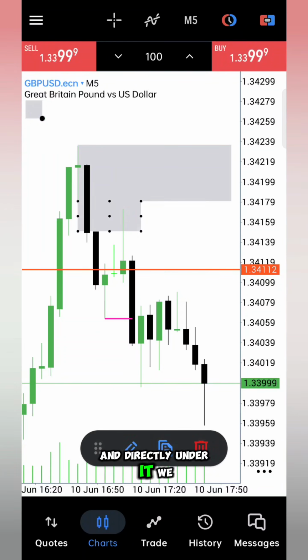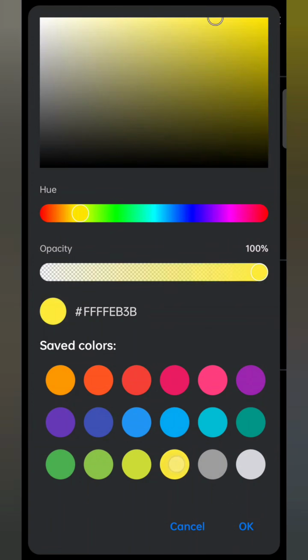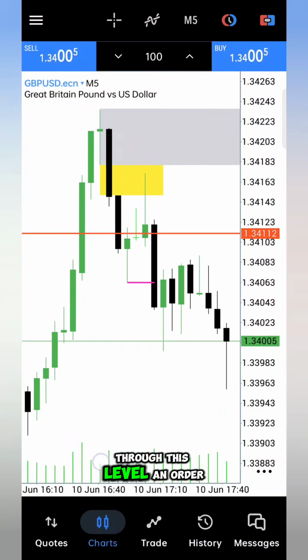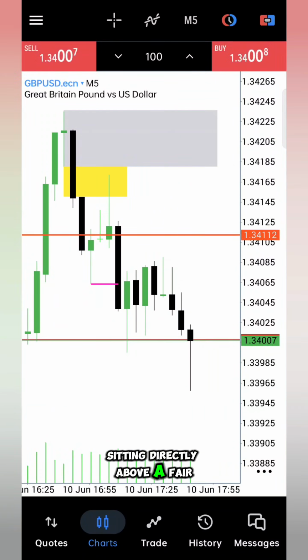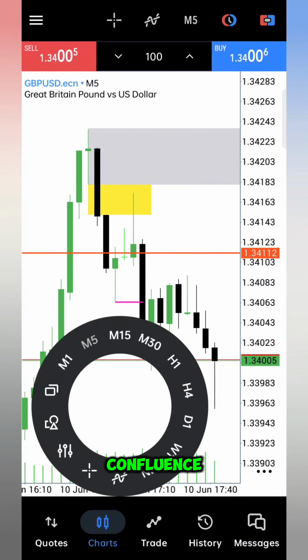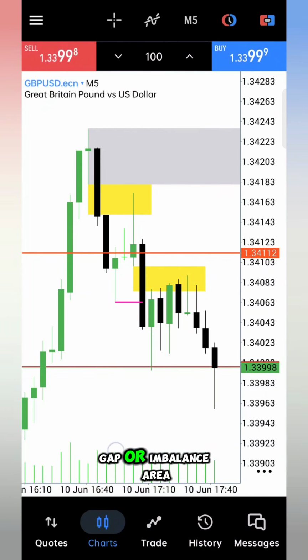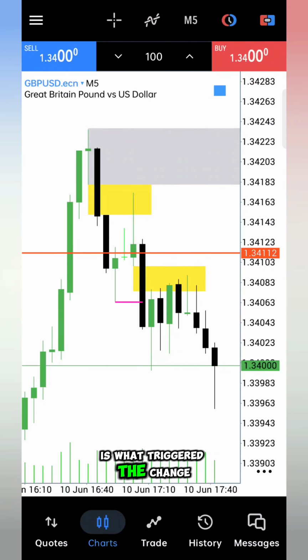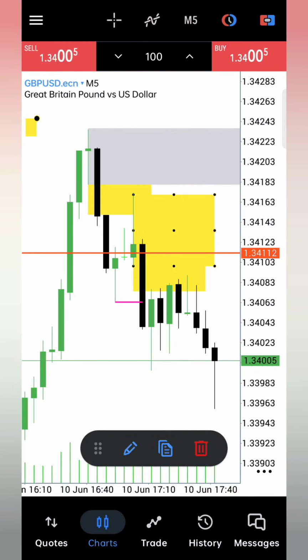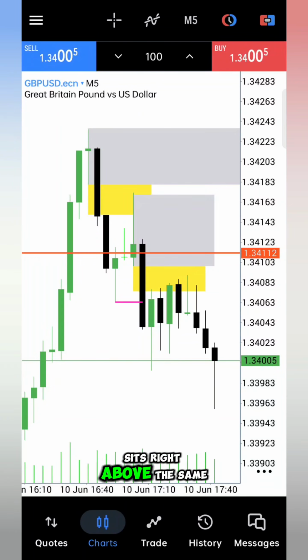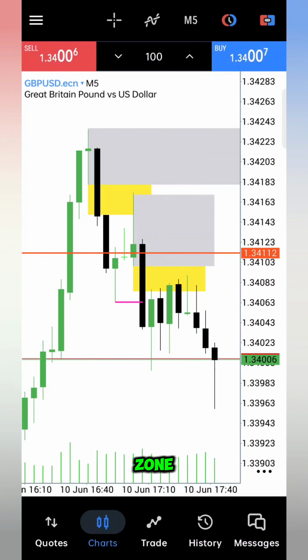And directly under it, we have a clear fair value gap, an imbalance area left behind when price moved aggressively through this level. An order block sitting directly above a fair value gap is a stacked confluence. So here's what happened. Another fair value gap or imbalance area is what triggered the change of character in the first place. And then the order block that formed from that change of character sits right above the same fair value gap. So we've got the fair value gap and the order block stacked at the exact same confluence zone.